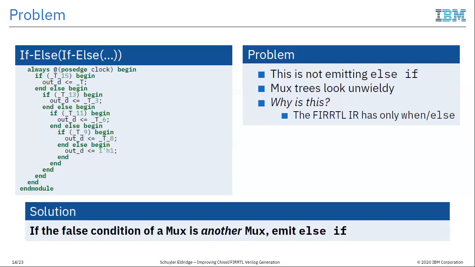And what it turns out is the modification to else if is almost just that whenever you look at a mux, if the false condition is another mux, that's an else if. That's basically all that it is.